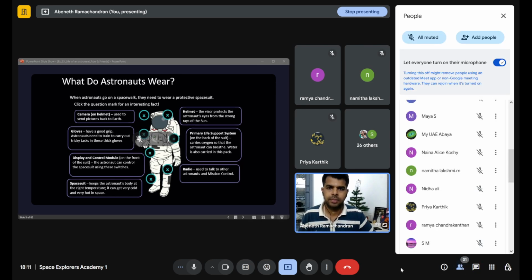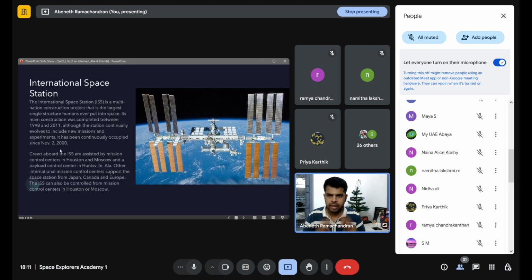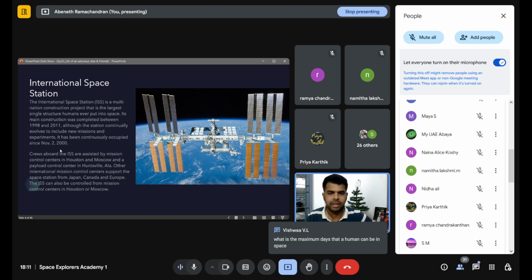Okay. So as everybody knows, the maximum time that you can spend in space is on the International Space Station. There is no moon base or Mars base yet. So what we can do is go to a height of around 480 to 550 kilometers, and that is where we are able to stay in the International Space Station.